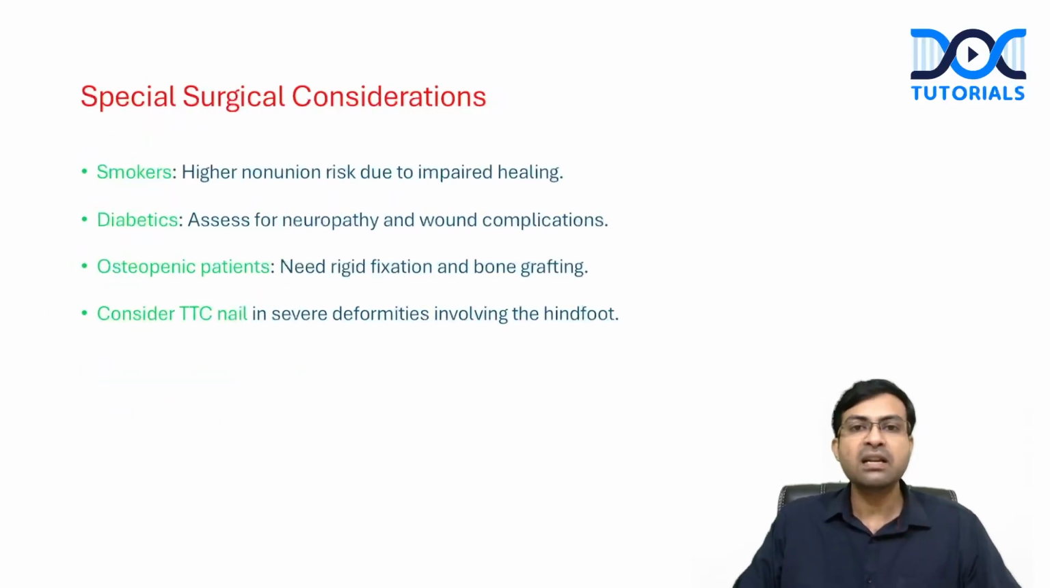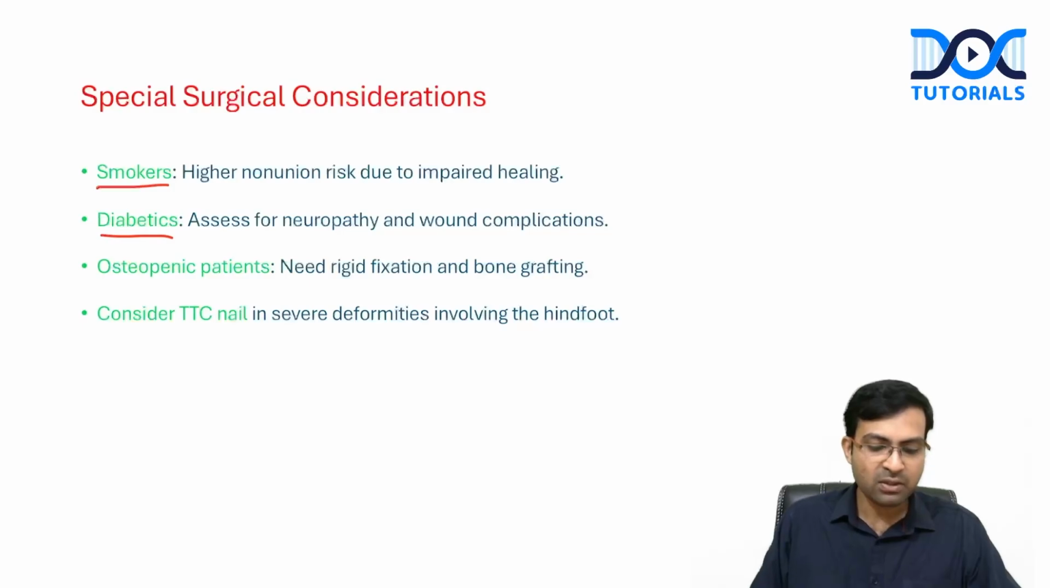Now what are the special surgical conditions that you have to keep in mind? First and foremost, if you encounter a smoker and you are planning for a surgery, remember these patients will have a high non-union rate. You have to use an adequate amount of bone graft and make sure you take care of the patient well. Advise them adequate non-weight bearing, put a good cast and ask the patient to stop smoking. This is very important.